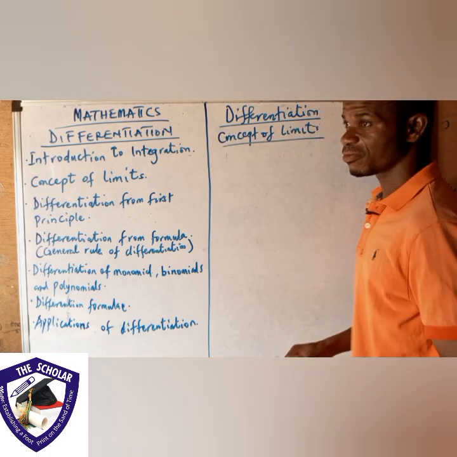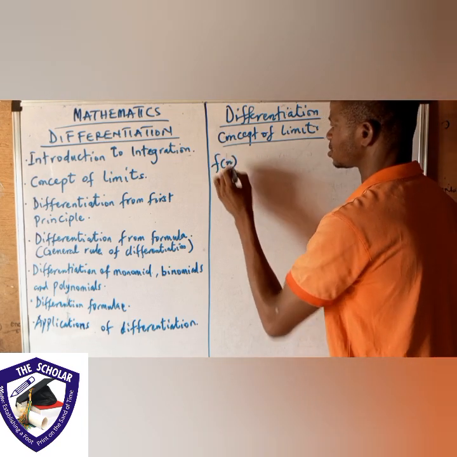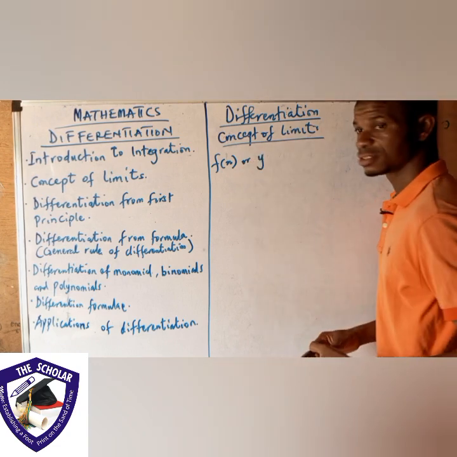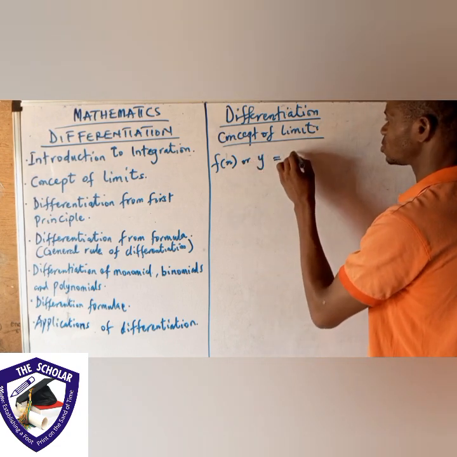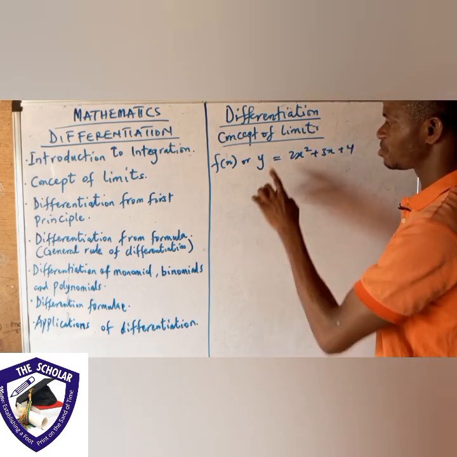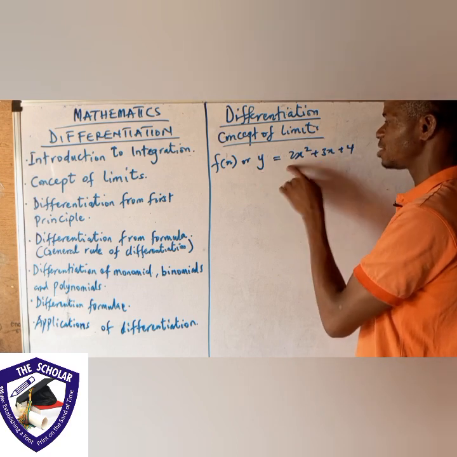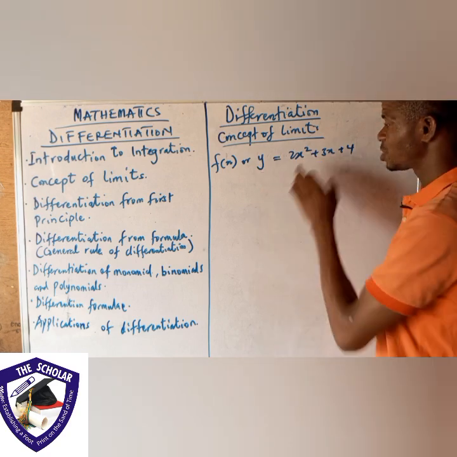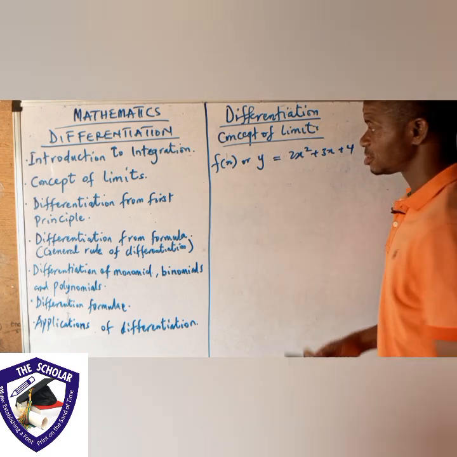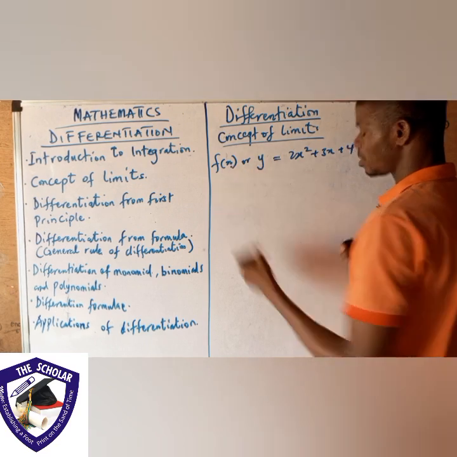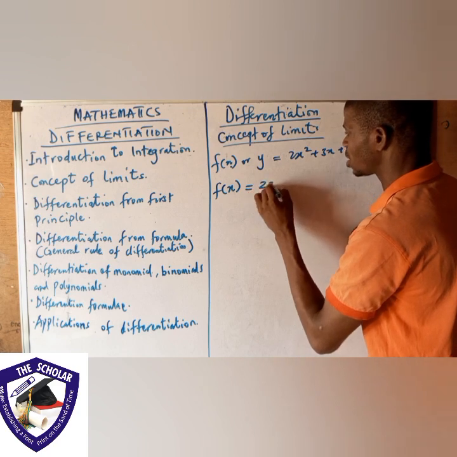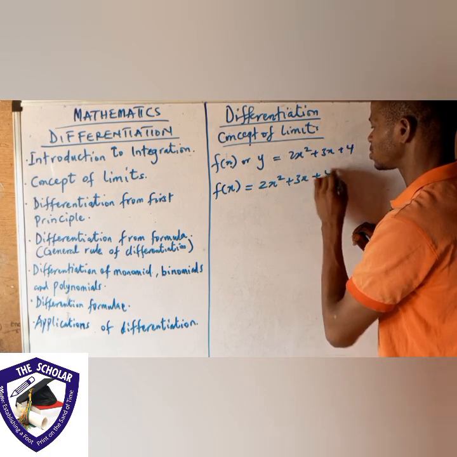Now, when you talk about the concept of limit, for example, let's say we have f of x. This is called f of x, or we can also call it y. So if you say f of x equals 2x squared plus 3x plus 4, it means that all this y depends on all these variables. So here, the only constant is the 4. Now, under the concept of limit, we limit this x to a particular value. That is, we have f of x equals 2x squared plus 3x plus 4.